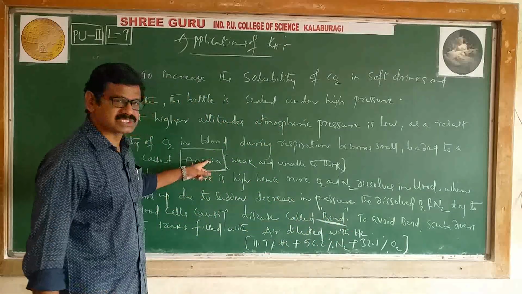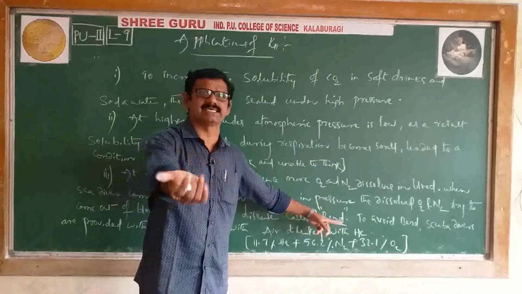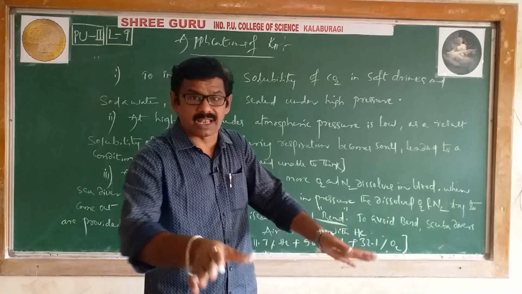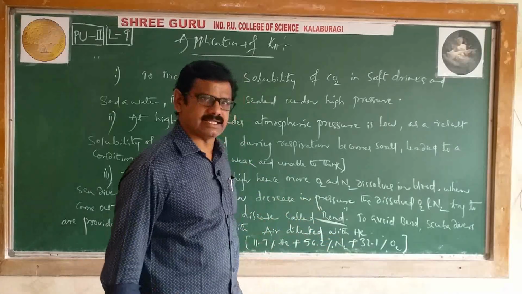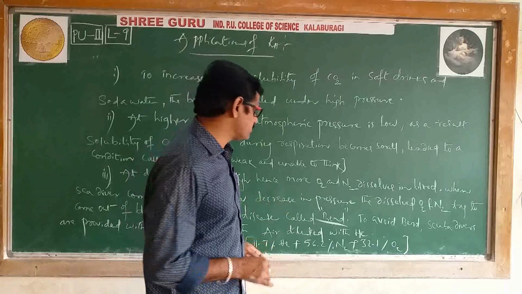Here it is called anoxia, here it is called bend. It is a condition, one disease, bend. What does bend mean? Blood cells will be collapsed, that is bend. But our target is to avoid this bend. For that purpose, what do we have to do?